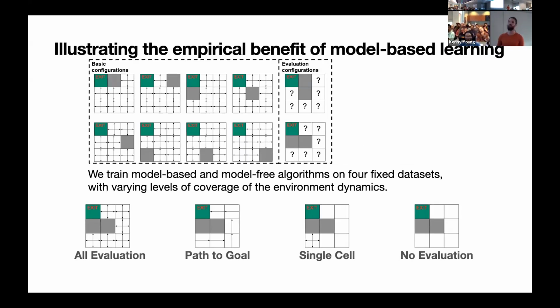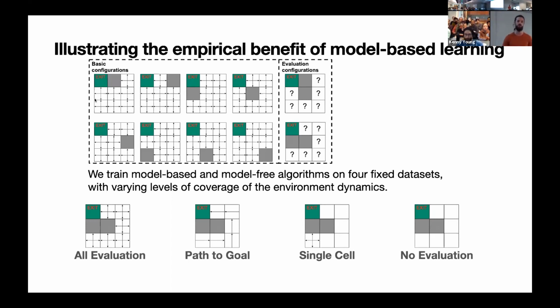This section is trying to show how the intuition behind this might translate into practice. I'm going to start with a simple illustrative environment, which shows an empirical benefit to model-based learning. The idea is that we're going to train model-based and model-free algorithms on 4 fixed data sets with varying levels of coverage of the environment dynamics. This is still different from the online RL setting because I'm using fixed data sets.